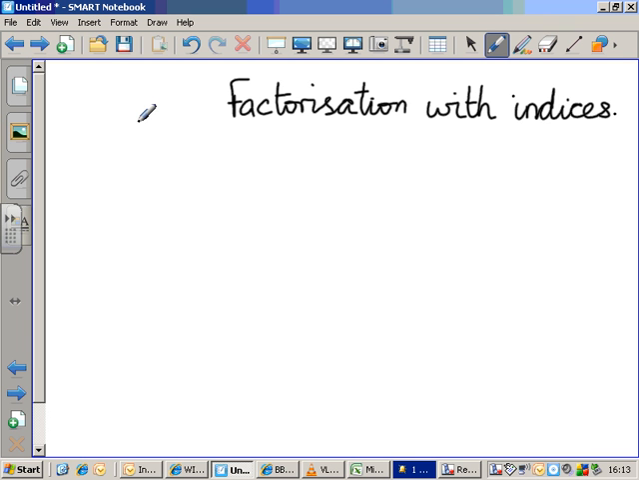So, if you're looking to factorize some expressions which include indices in them, then here's a short video for you. You might like to watch in advance of this the other video, which is about multiplying and dividing with indices, because that will set you up quite nicely for this. Let's take an expression with two terms in it, which include indices.